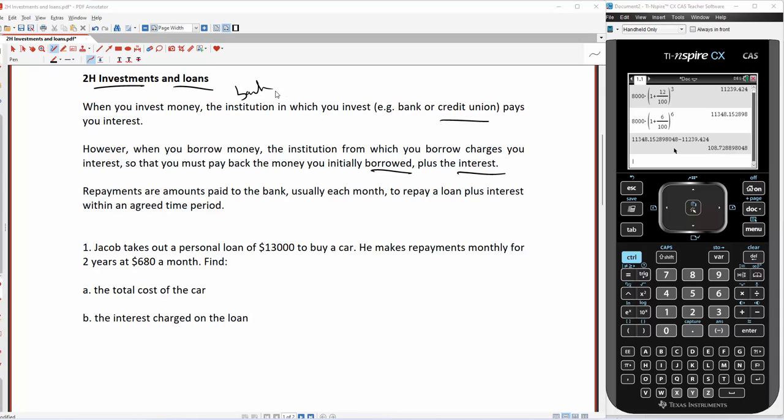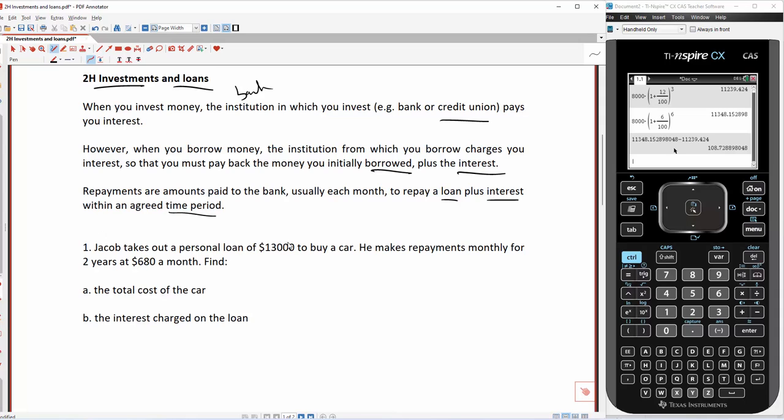So usually when you take out a loan, what you do is you agree with the bank to make these repayments. So usually each month or each fortnight or whatever the plan is. And you're going to repay the loan plus the interest within whatever the time period is. So let's see how this might work.